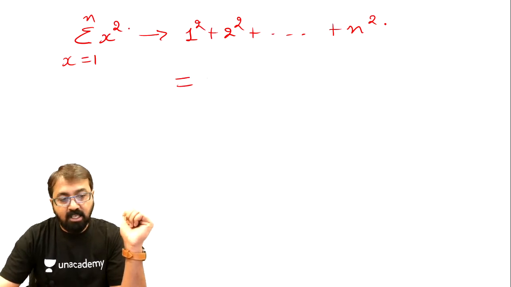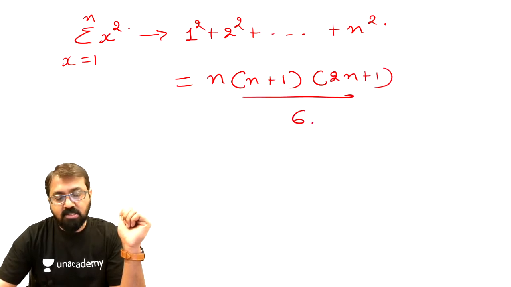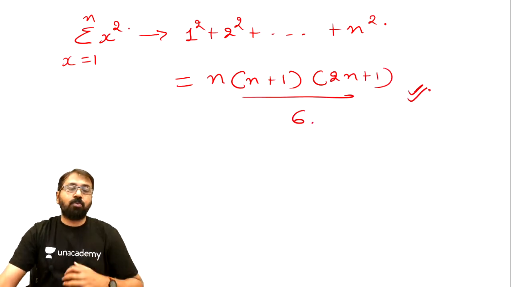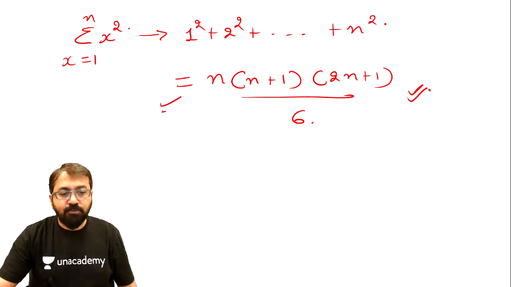So guys, this is equal to n into n plus 1 into 2n plus 1 by 6. So this is the formula to find out the sum of squares of the first n natural numbers. Is that clear? Remember this formula.